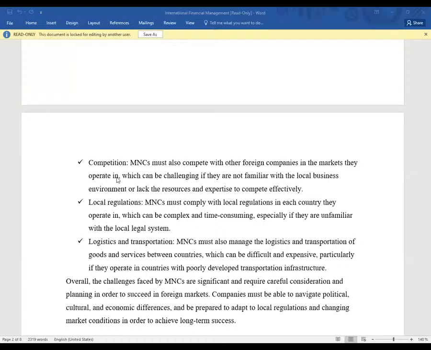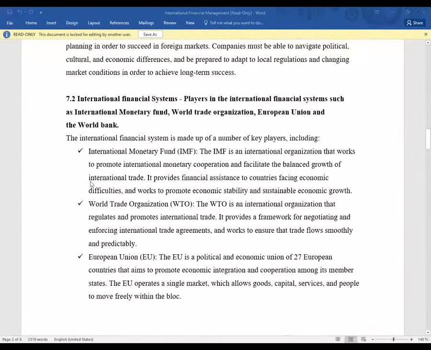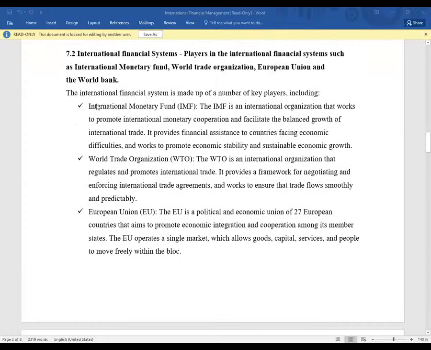Logistics and transportation. MNCs, multinational companies, must also manage the logistics and transportation of goods and services between countries, which can be difficult and expensive, particularly if they operate in countries with poorly developed transportation. Ladies and gentlemen, we have the international financial systems. Players in the international financial system, such as the International Monetary Fund, World Trade Organization, European Union, and the World Bank.